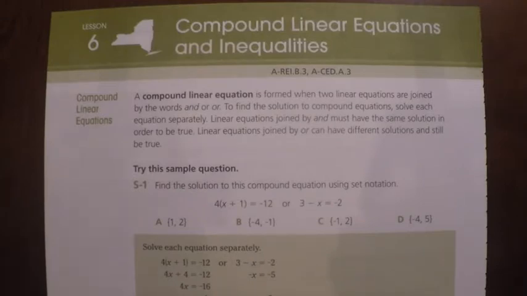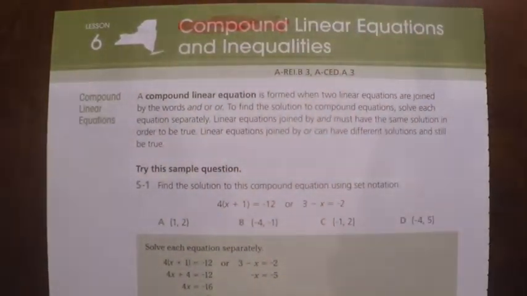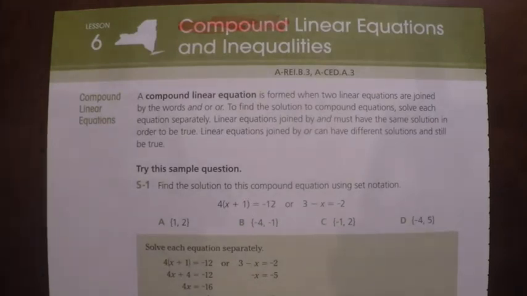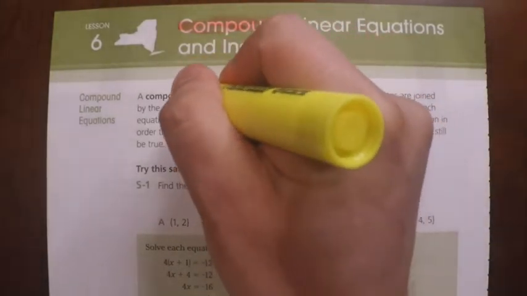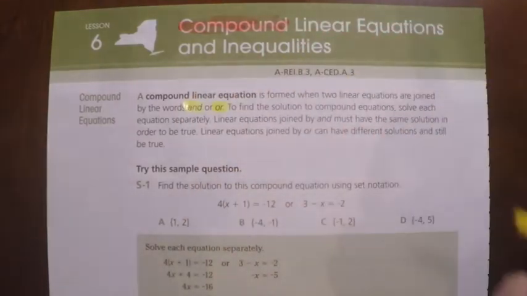And when we see the word compound, I'm going to highlight it here, right? Compound means that we're talking about more than one. So more than one linear equation and the solutions that could work there, and more than one inequality. So it says a compound linear equation is formed when two linear equations are joined by the words and or the words or. So and or.